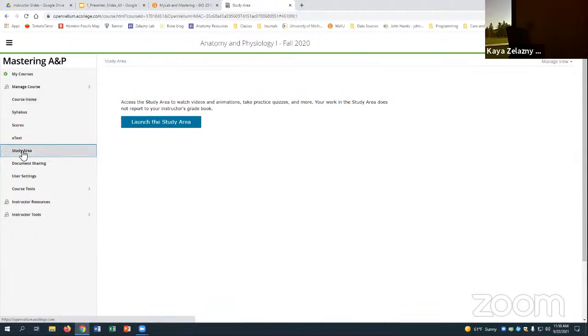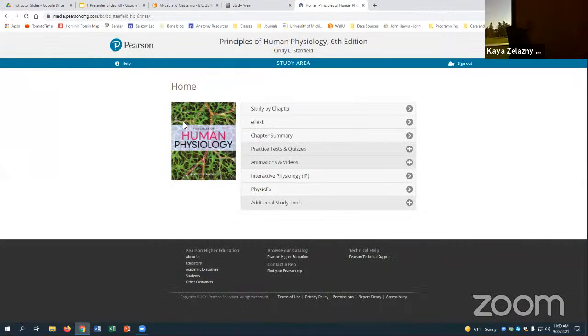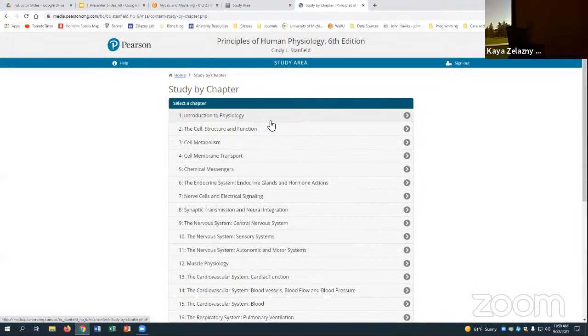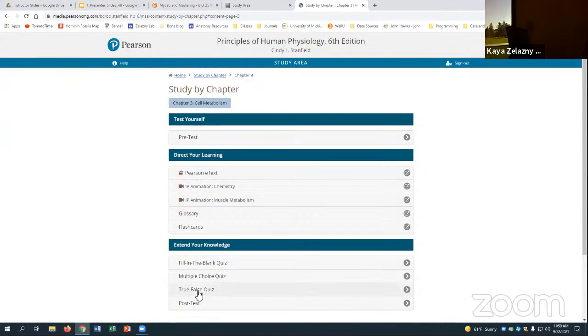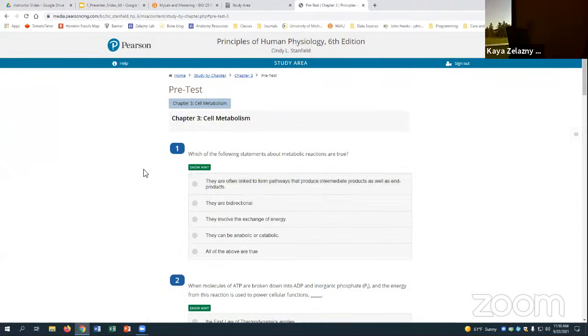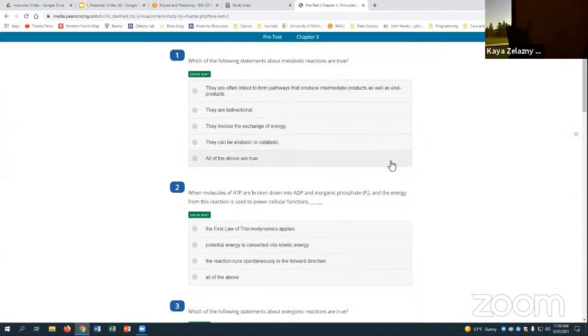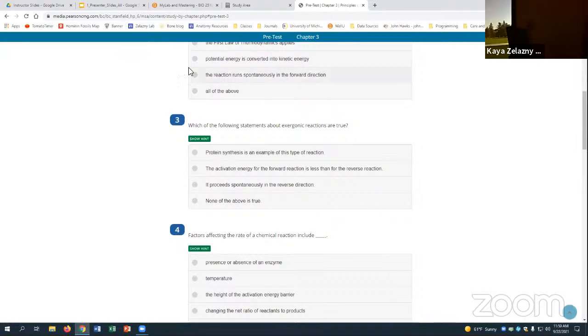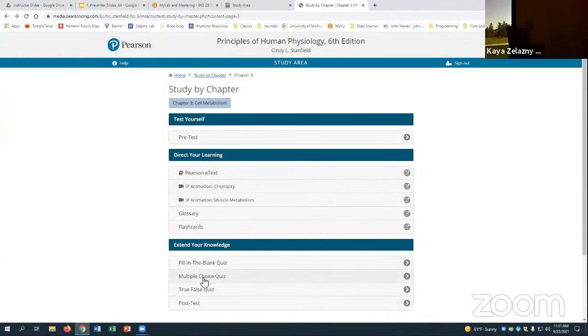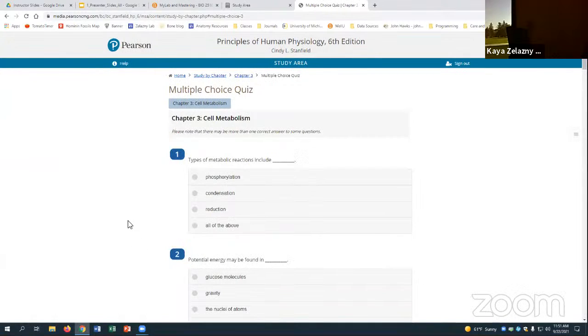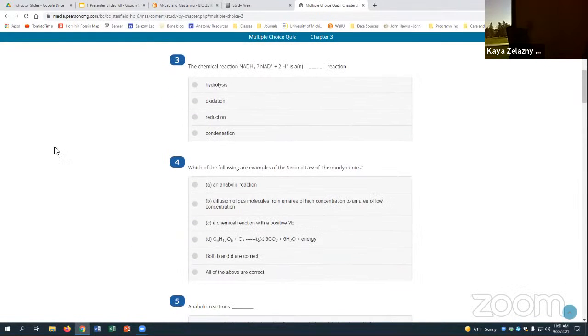But if you go to the study area, you launch it, you'll find that broken down for each chapter, they have a bunch of different resources. So let's think cell metabolism. They have tests, both a pre-test and a post-test. If we open up this pre-test, it has questions that you can go through to practice what you should be thinking about before the chapter. And then there's a post-test after. It also has quizzes of different types. So it has some multiple choice questions for you to practice on.